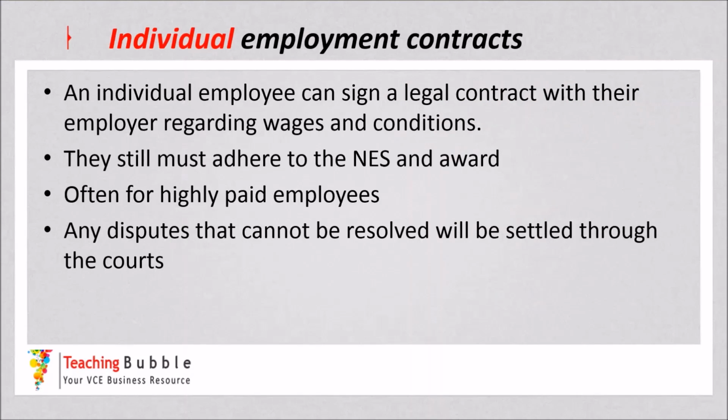The next form of agreement is an individual employment contract. Now, an individual employee is able to sign a legal contract with their employer regarding wages and conditions. The employment contract must still adhere to the National Employment Standards and the award, so they can't receive conditions below those. This is often for highly paid employees, and any disputes that cannot be resolved will be settled through the courts rather than through the Fair Work Commission. So it's a common law contract, often for highly paid employees where they're receiving large sums of money, and any disputes that can't be resolved within the workplace will be settled through the courts.